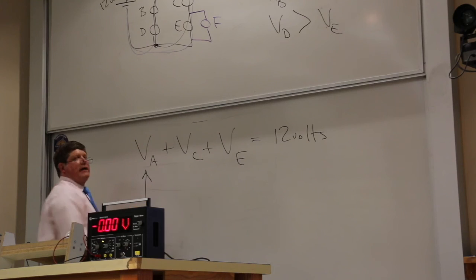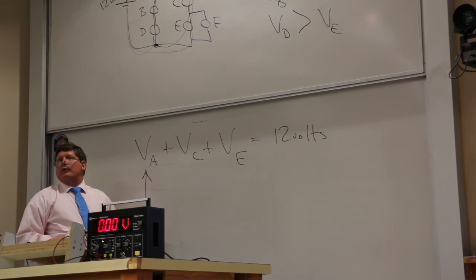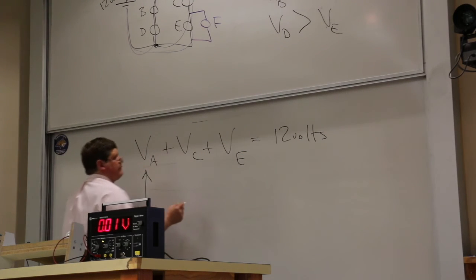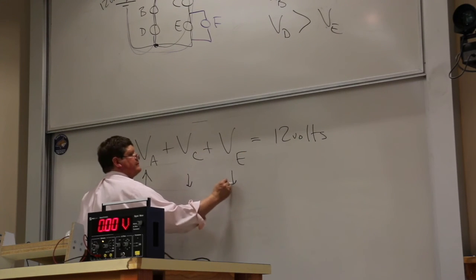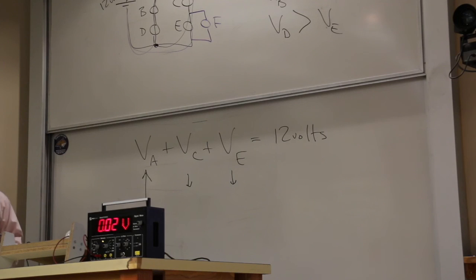E always gets half the current through C, so whatever C does, E does. Well, in order for this to be 12 volts, these guys have to get smaller. It's a zero-sum game. One wins, the others lose.